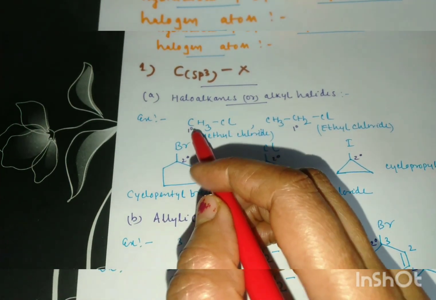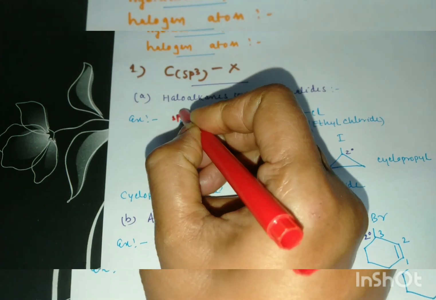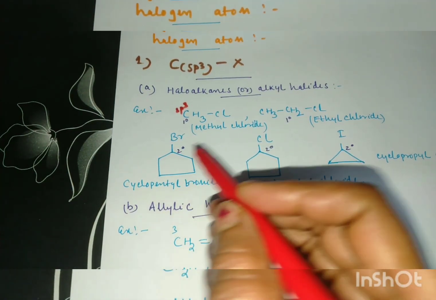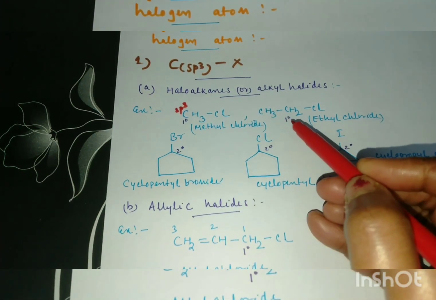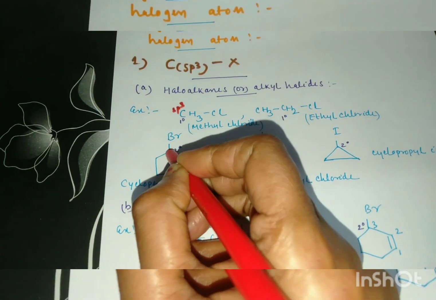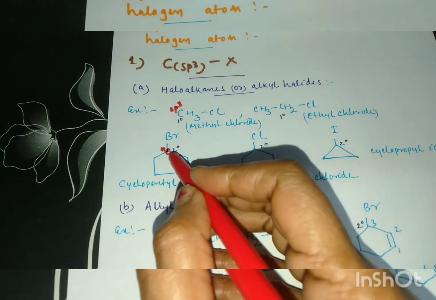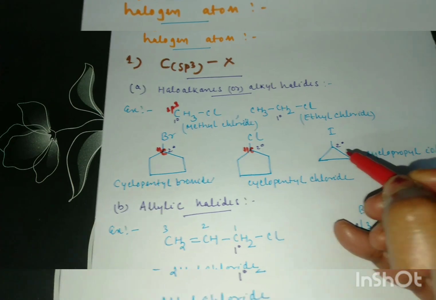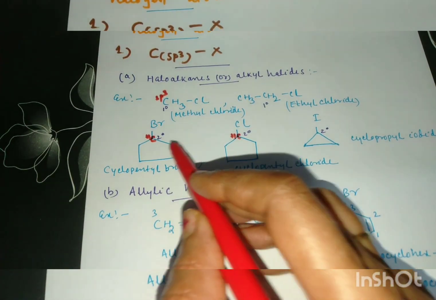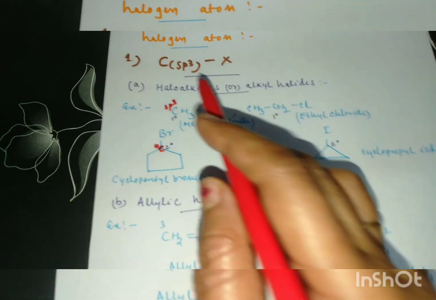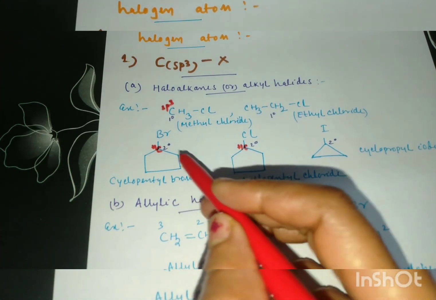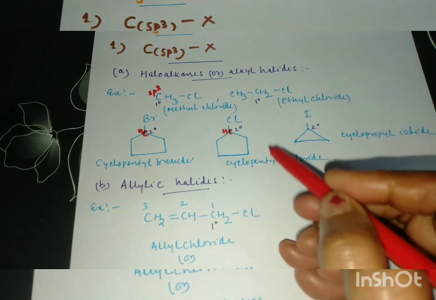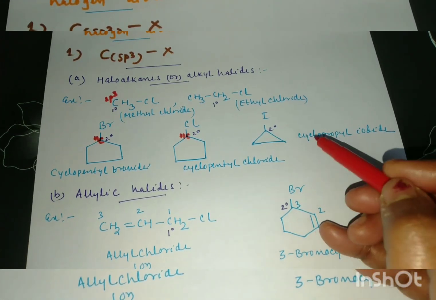Here this carbon is an sp3 hybridized carbon. This is also an sp3 hybridized carbon. This is a primary carbon. Here, if you write a carbon, one hydrogen is there, so it is a CH carbon, meaning a secondary carbon. Here also this is CH, meaning a secondary carbon. The carbon may be primary or secondary, but the carbon attached to the halogen is sp3 hybridized in all of them. This is cyclopentyl bromide, this is cyclopentyl chloride, this is propyl iodide.